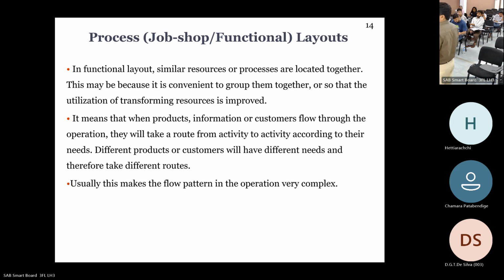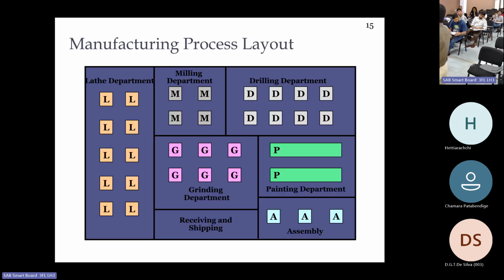Now, functional layouts or process-oriented layouts. A typical example would look like this. Slide number 15. This is the building, right? This is the building that has been allocated into different departments. Within each department, the same resources are grouped. We call it similar resources grouped together into departments.